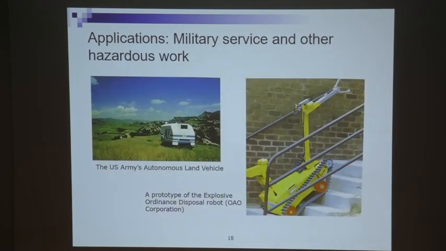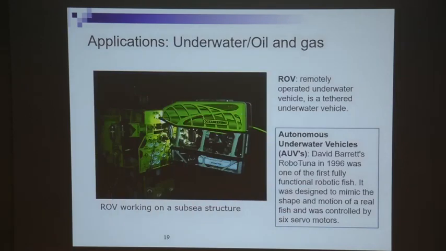There are other applications, military service and other hazardous related work, where you will see application of robotics. And then underwater, oil and gas. You have the ROV, which is referred to as a remotely operated underwater vehicle. This remotely operated underwater vehicle has a cable connected to the ship on the sea, and it is controlled by the ship on top.